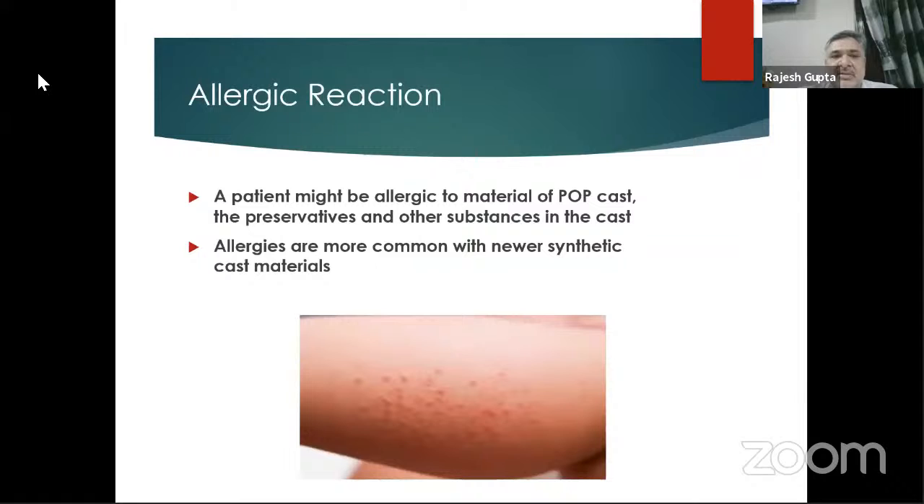Immediate local complications. Allergic reaction, very common. A patient might be allergic to the material of the POP cast, the preservatives, and other substances in the cast. Allergies are known to be more common with the newer synthetic cast materials. If it does occur, we give anti-allergics to the patient. But if it does not subside, then we remove the cast, clean the skin, apply some soothing agent, and if required, reapply the cast with some other material than was previously used. Don't apply the same material to which the patient is allergic. Okay.